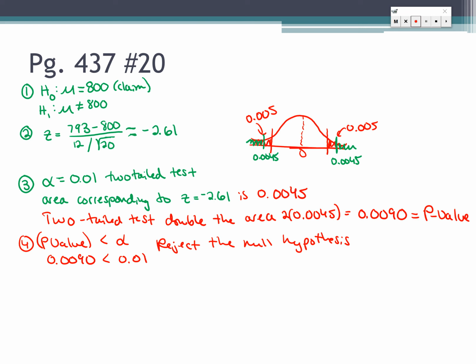Now, if you just want to make it simple, you don't want to draw the diagram and know whether or not to reject, double that area and compare it with your alpha. But if you want to make it visual, you absolutely can. If you need help doing that on your practice questions, I can help you do that as well.